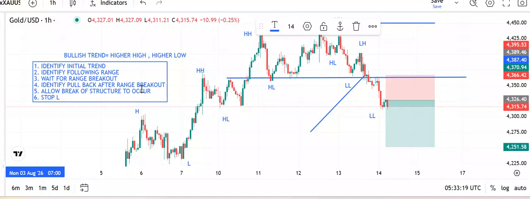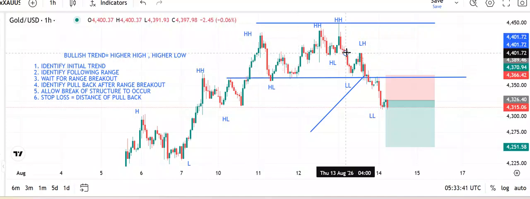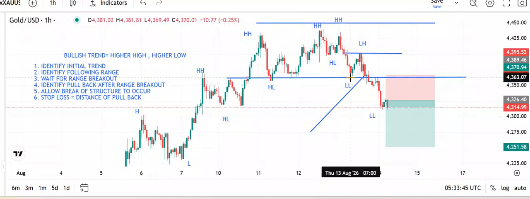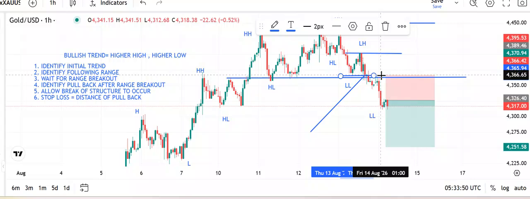stop loss equals distance or depth, okay, in pips of pullback, of price pullback. Now this is the depth of the price pullback for this particular explanation. Price pullback, the depth is 4366.